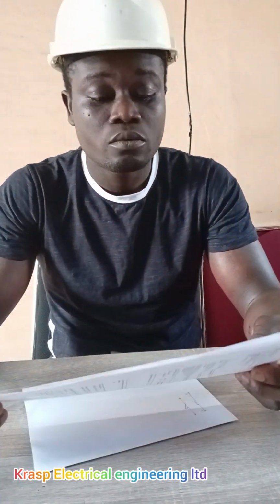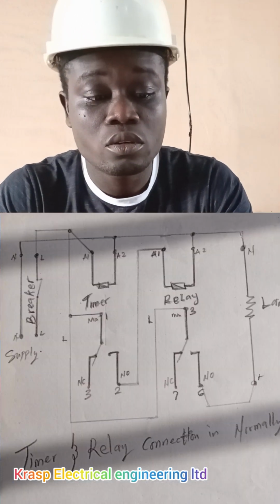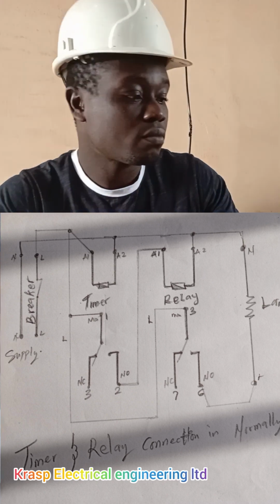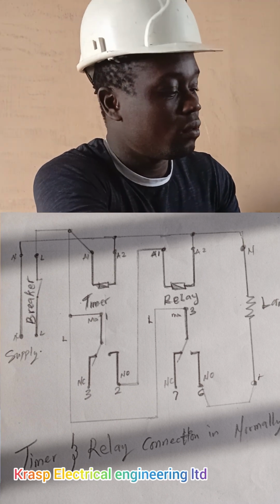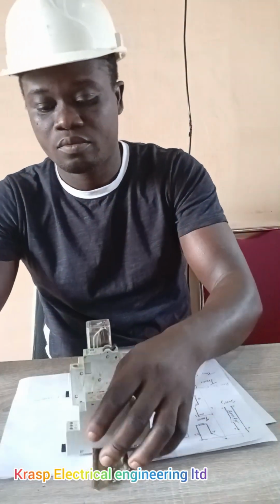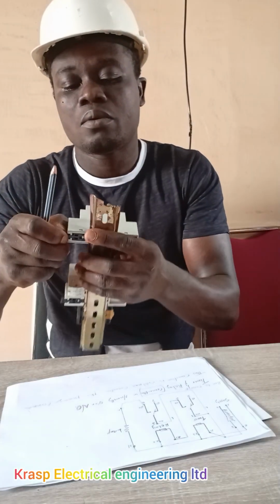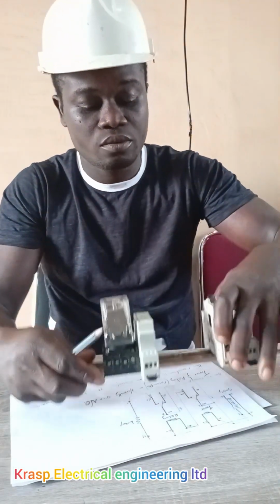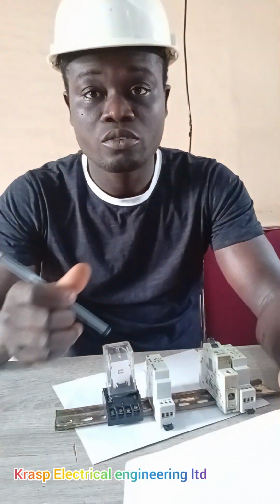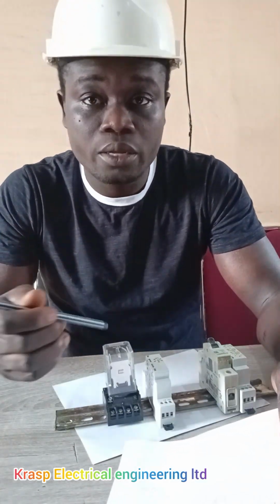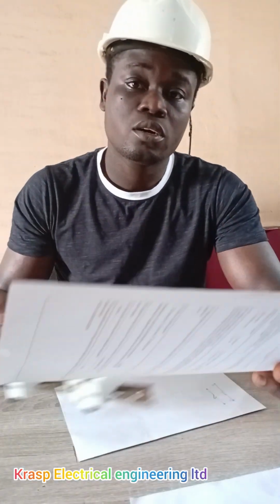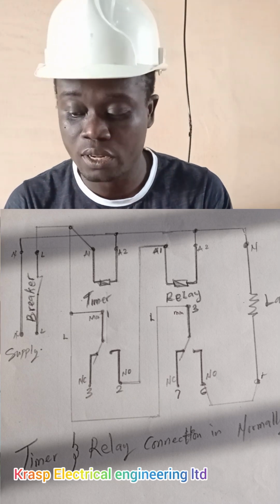So the connection to the normally open, still on our breaker. Still on what we need, our timer. We are going to use still our timer and the relay. I will use this diagram to explain for you first, then I will go straight directly to the connection.